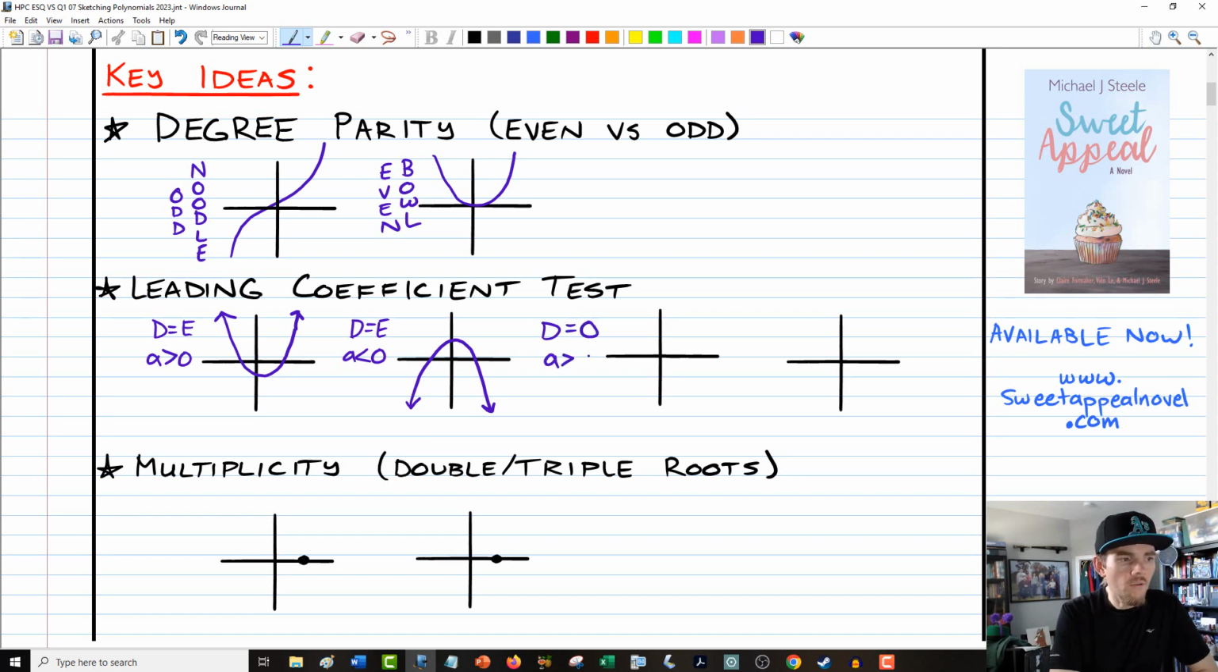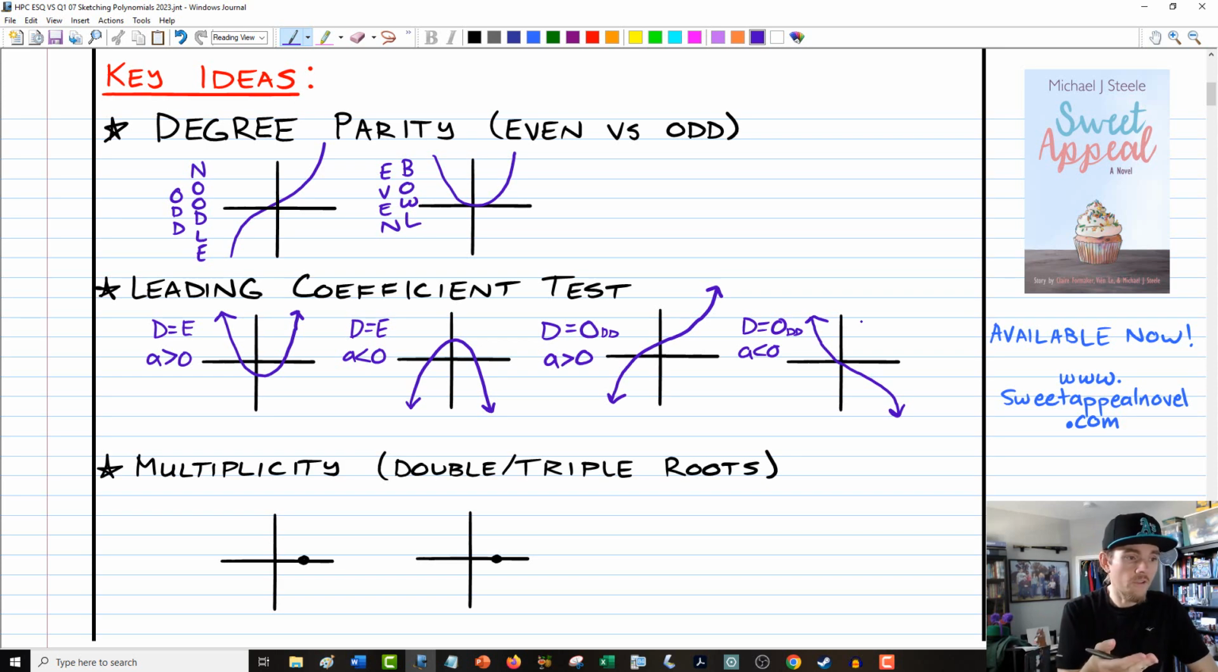So if you have an odd degree and a positive leading coefficient, then basically we're going to have what we'd think of as like a positive noodle. So basically it's going to start low and end high, just like a positive slope line or a positive cubic. I think most people think of the cubic. On the flip side, if you have an odd degree, and I'm just going to have to write the word ODD there. It looks weird to just write 0. And then your leading coefficient is negative, then you're going to start high and end low.